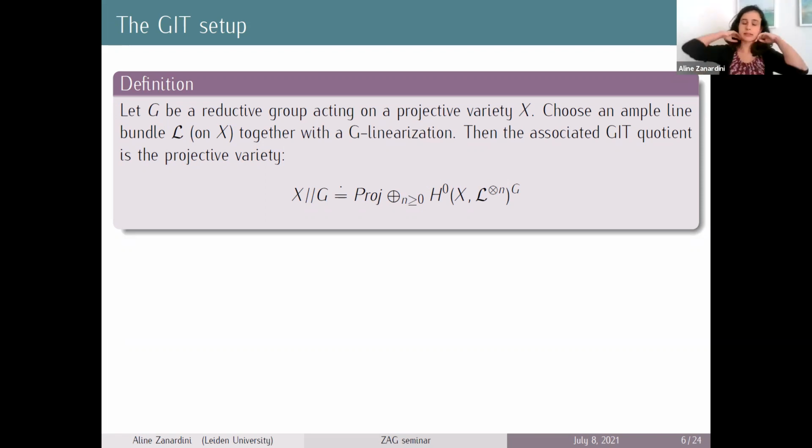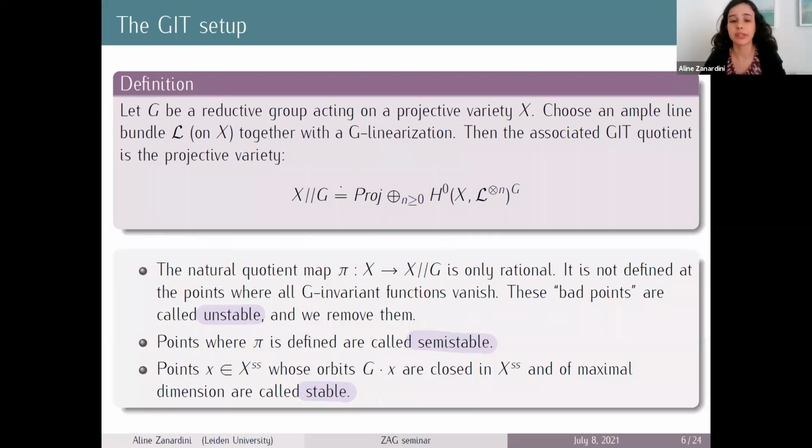Now observe that this comes with a natural quotient map from X to it. But this is only rational, right? So it is not defined precisely on the points where all the invariant sections vanish. These bad points where the quotient map is not defined are what we call unstable. And the complement of the unstable points are the so-called semi-stable points.